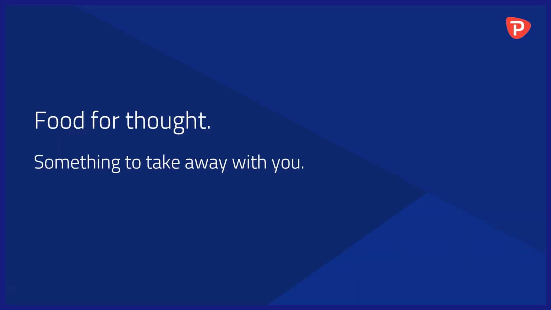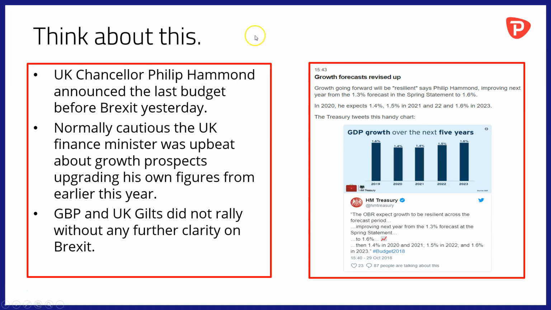Right then, food for thought, something to take away with you into the trading day and beyond. And why not think about this? UK Chancellor Philip Hammond announced the last budget before Brexit yesterday. Normally cautious, the UK Finance Minister was upbeat about the growth prospects for the UK, upgrading his own figures from earlier this year. However, both the pound sterling and UK gilts, that's government bonds, did not rally, and I suspect that was based on the lack of any further clarity on the Brexit process.